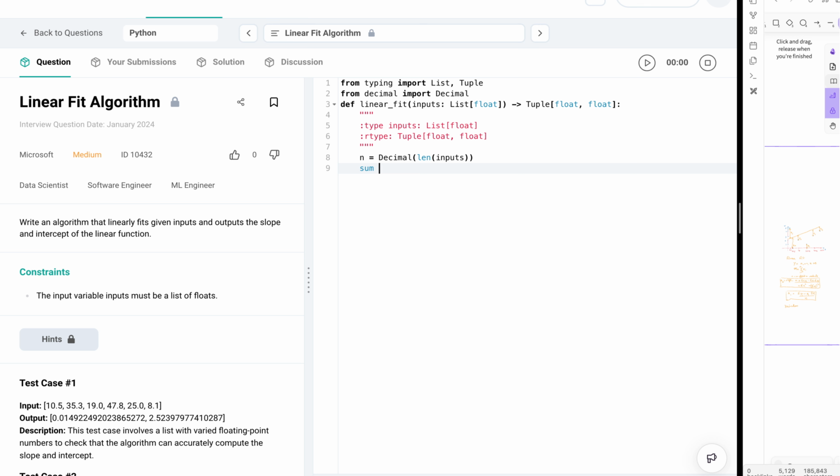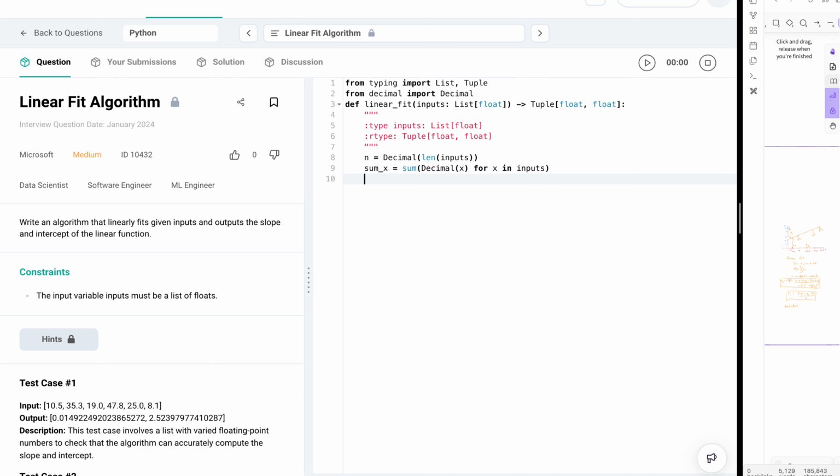So let's define our x. So this is our summation of x, which is just how we are going to sum all the inputs. So this is Decimal(x) for x in our inputs. So the input values make up the x, and similarly the value of y is the output.